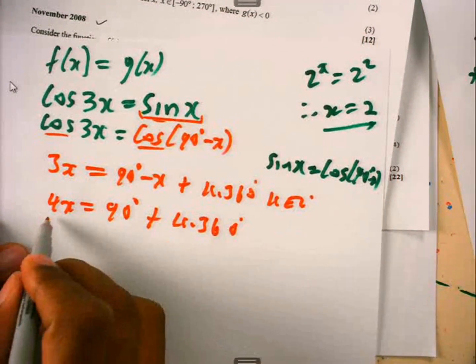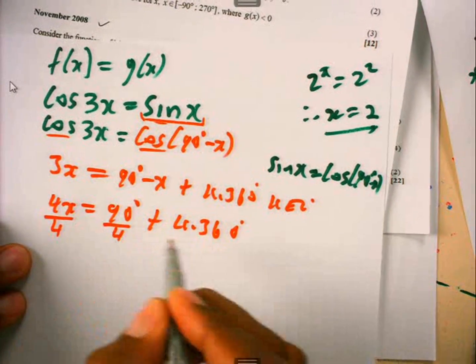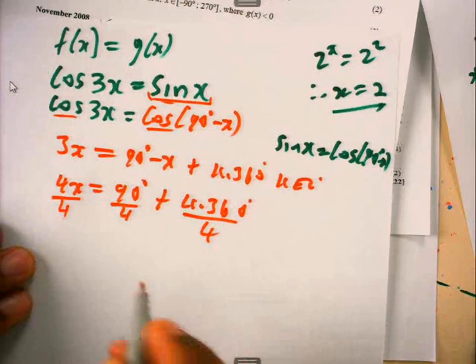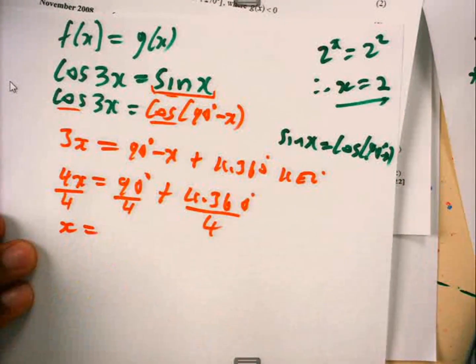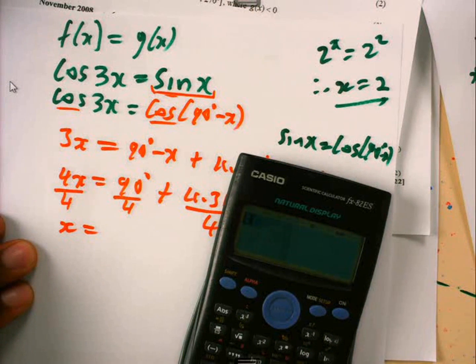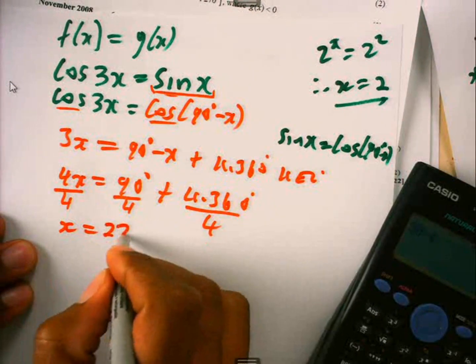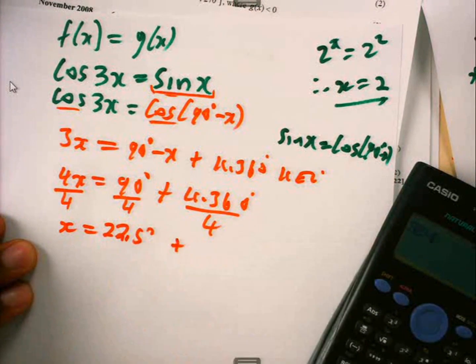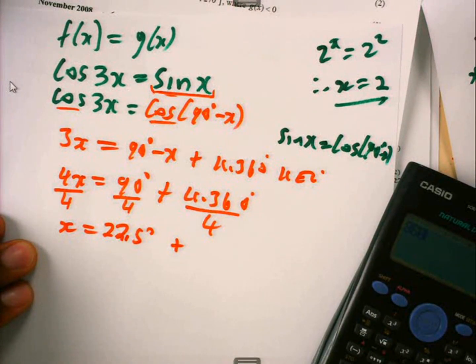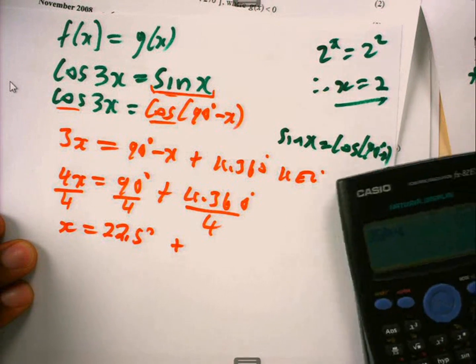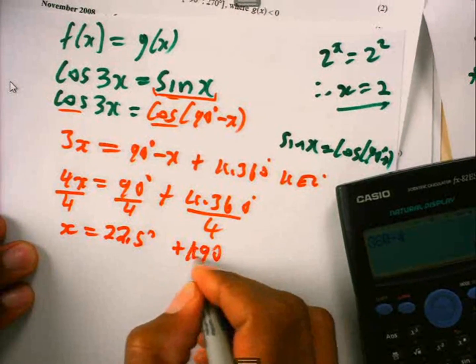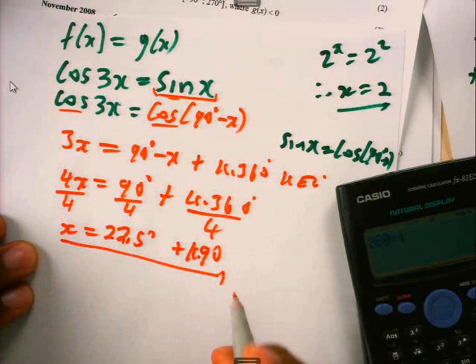Of course, now I divide everything by 4. Then x equals, what is 90 divided by 4? 90 divided by 4 is 22,5 degrees. And also 360, you must also divide it by 4. That is 90. That is k times 90. Of course, that is the first one.